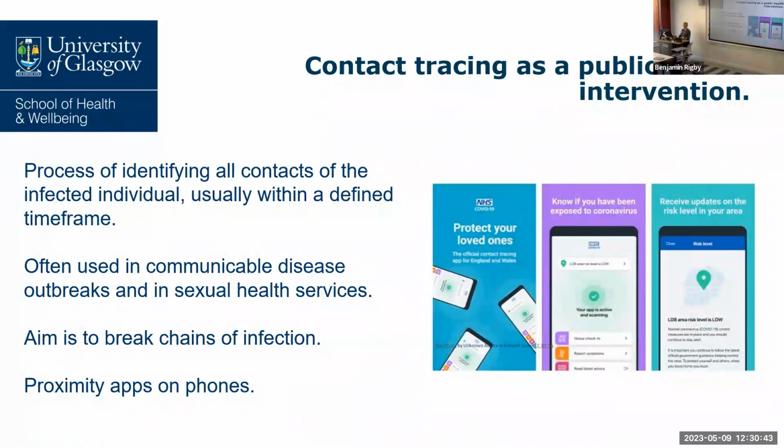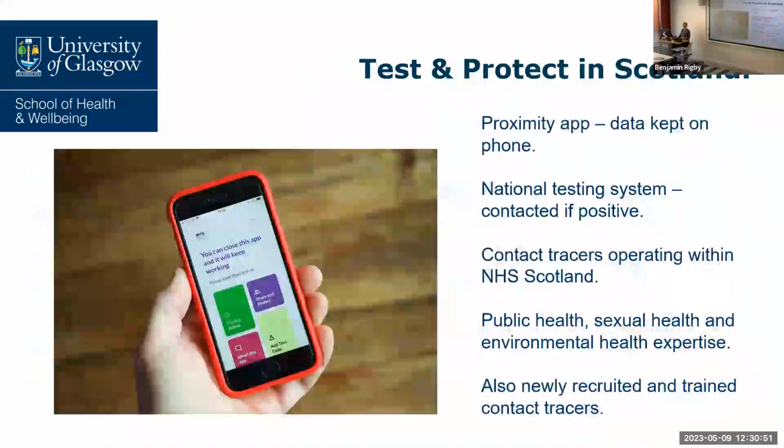The other thing that they were keen on developing in Scotland, in particular at that point in time, was digital tools to help with this process. So in the Test and Protect system in Scotland at that point, we had a proximity app on our phone. If we were in closer contact for more than 15 minutes with someone who then tested positive, you were pinged as a reminder. There were contact tracers operating within NHS Scotland, drawn from public health, sexual health and environmental health services, but also a whole group of new people who were recruited and trained into contact tracing at the time.